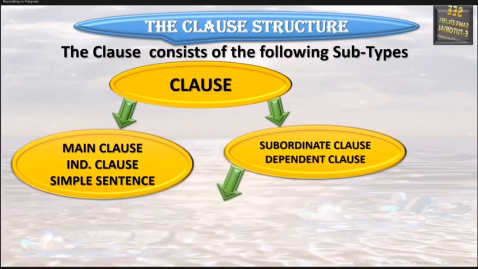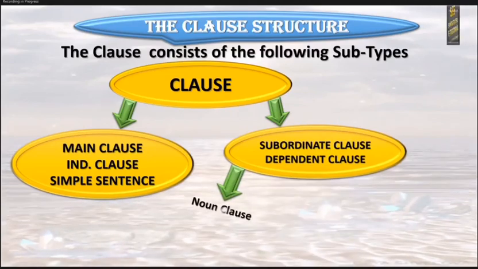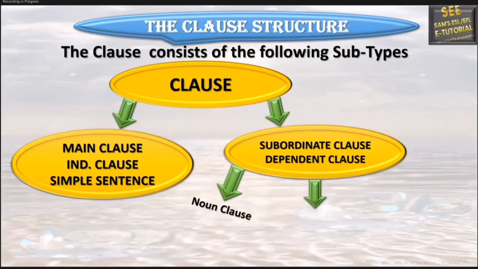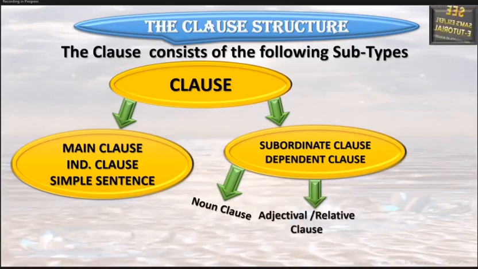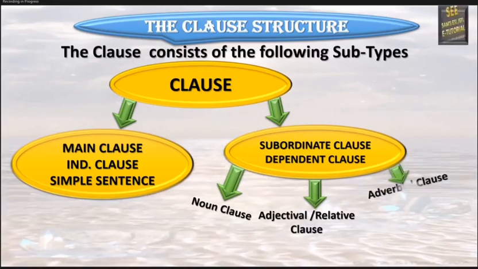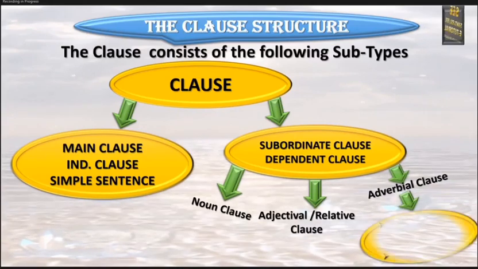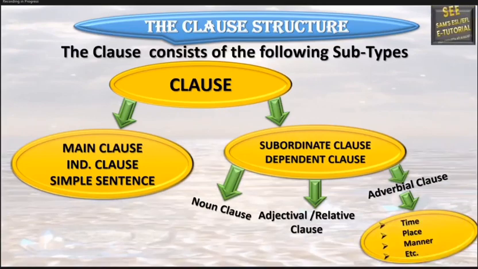Now the subordinate clause or dependent clause is further subdivided into the noun clause, the adjectival clause, which is what we are considering today. The adjectival clause is also known as a relative clause. We have the adverbial clause. Adverbial clause also has indicators such as time, place, manner, result, condition, and so on and so forth. So this diagram illustrates the clause structure of English language.